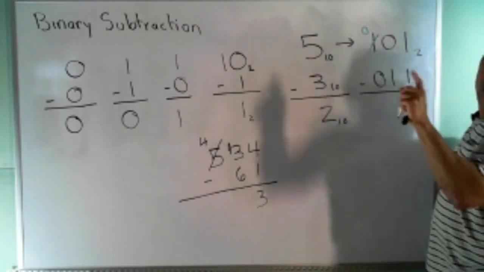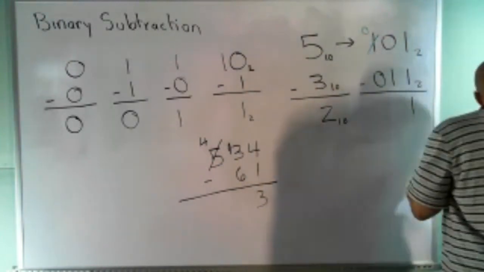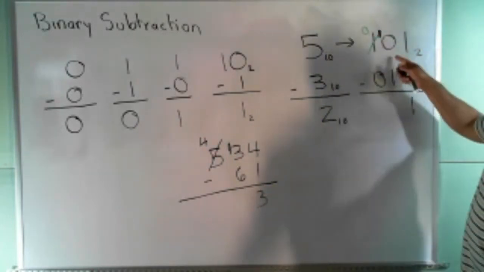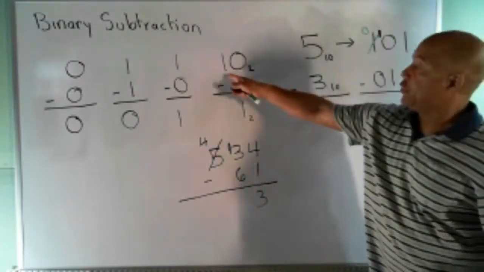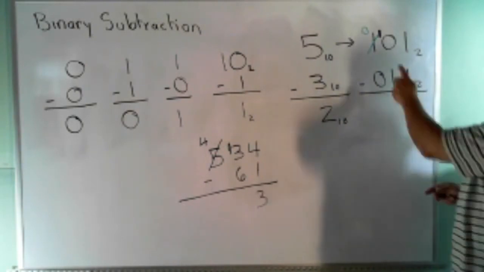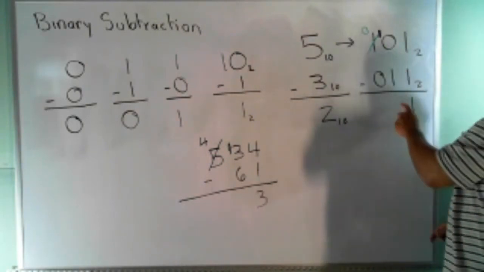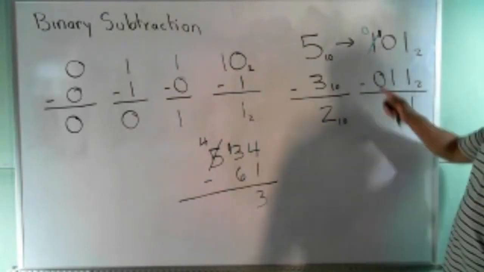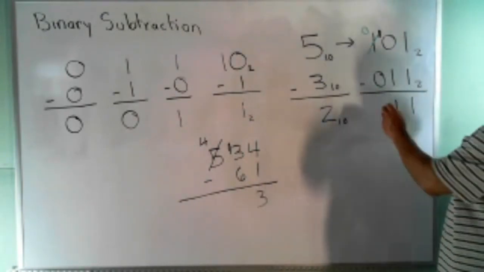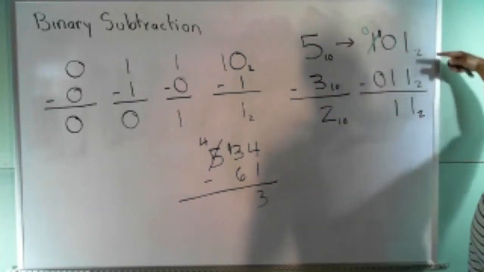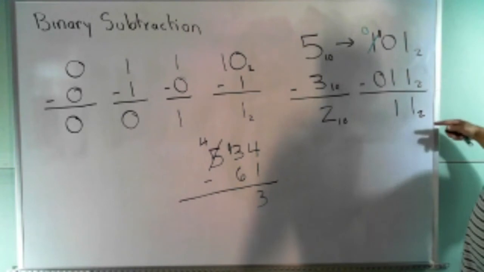But the 1 I borrow comes over here, making this a 1, 0, making it a 2. And so now I can do the subtraction. I say I got a 1, 0 minus 1. Well, that's just this rule right here. That gives me a 1. And I got a 0, take away 0. That gives me a 0. So I got a binary 5, take away binary 3, gives me a binary 2.